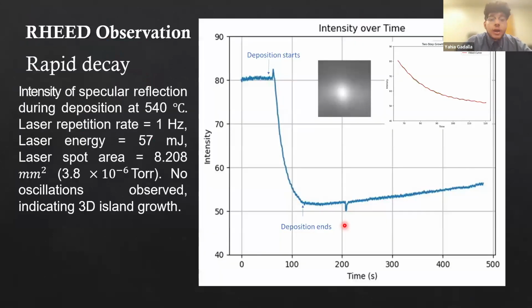But let's get into the RHEED observation data. Here I have provided rapid decay or 3D growth of STO. We see the deposition begins and ends very quickly, meaning that there's no oscillation. This was deposition done at 540 degrees Celsius with a laser repetition rate of 1 Hertz, energy of 57 millijoules, a spot area of around 8.208 millimeters squared, and a pressure of 3.8 times 10 to the minus 6 torr.